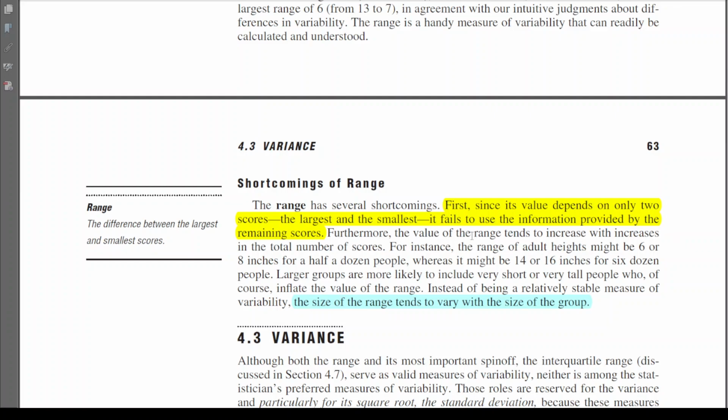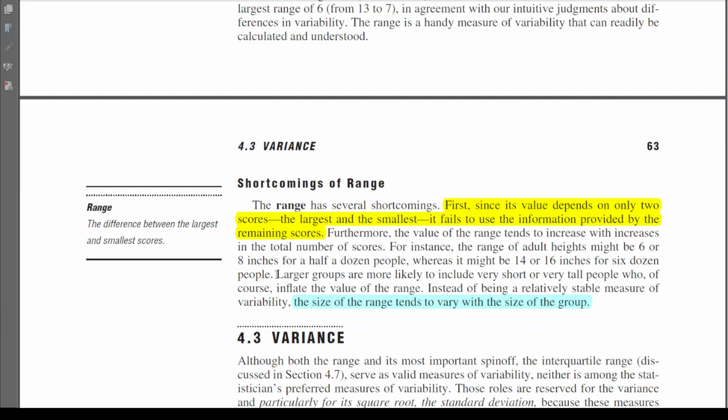Furthermore, the value of the range tends to increase with increases in the total number of scores. How come? Say the range of adult heights might be 6 or 8 inches for half a dozen people, whereas it might be 14 or 16 inches for 6 dozen people. Now, as we increase the sample size, there is a greater likelihood that we will encounter outliers. People who are shorter than the general population and people who are taller than the general population.